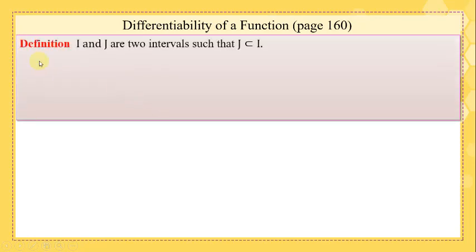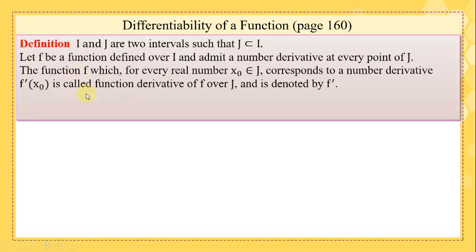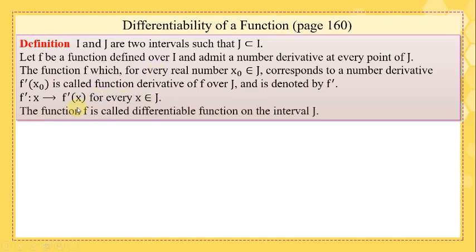Now, differentiability of a function, page 160. You can read the following definition that simply says, if the derivative f prime of x exists for every value of x in the domain, then we say that the function f is differentiable on the domain. Okay, but pay attention. I mean here that the domain of definition of the function derivative should be a subset of the domain of definition of the main function f.